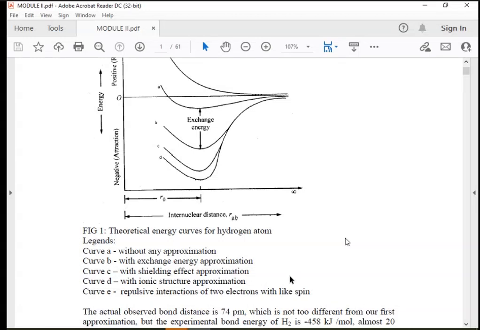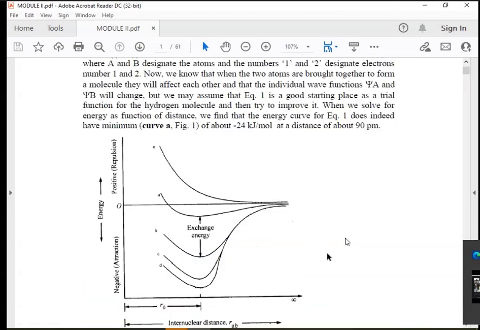Picture, all this approximation you have to consider. And curve E, this is the repulsive interaction of the two electrons with like spin. So E means the repulsive interaction between the two electrons. If they have like spin, what will happen? There will be a repulsion between these electrons.